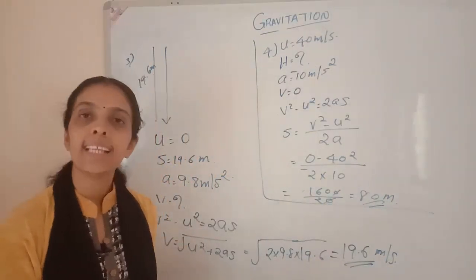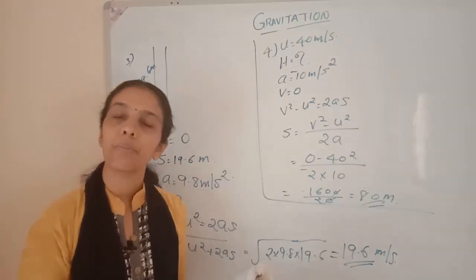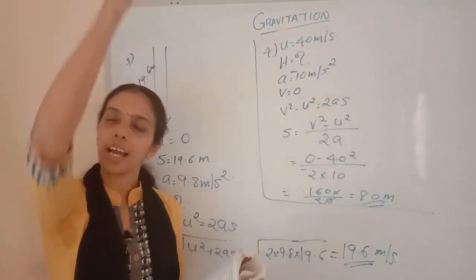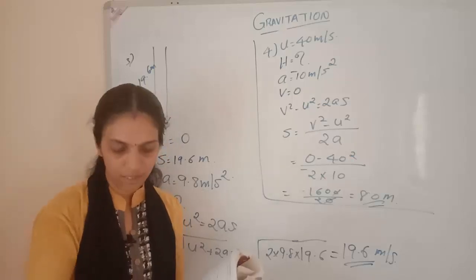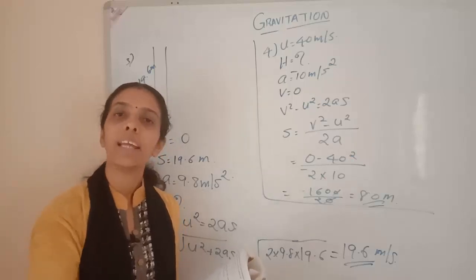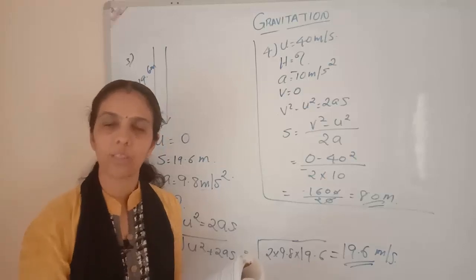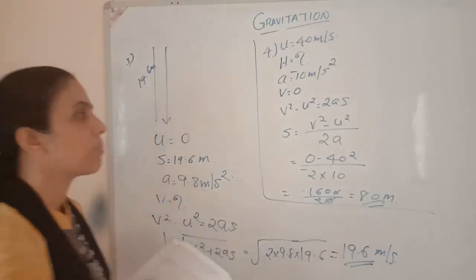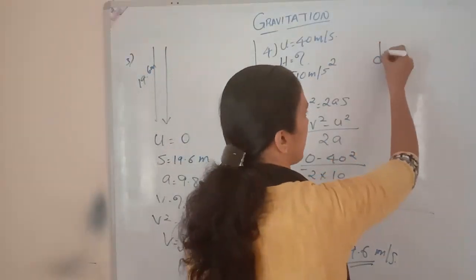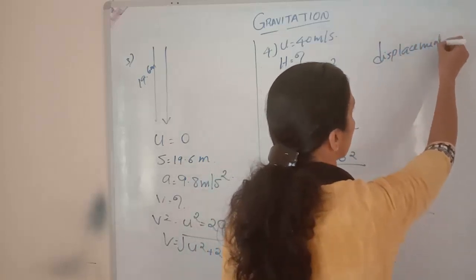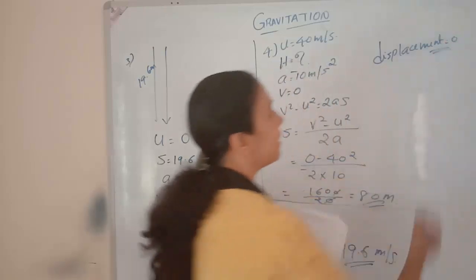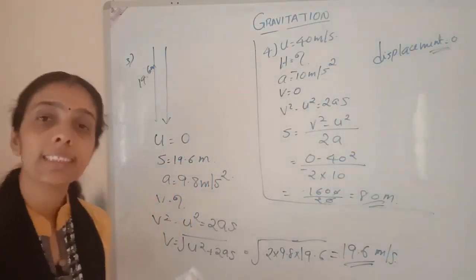And what is the net displacement? See, when we are throwing, it will go there and will come back, right? So what is the displacement? Final position is the ground, and initial position also ground only. So what will be the displacement? Displacement will be equal to 0.